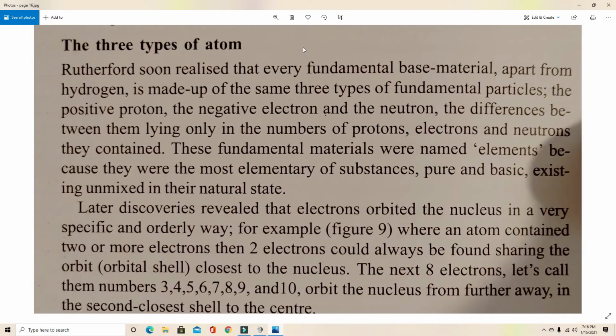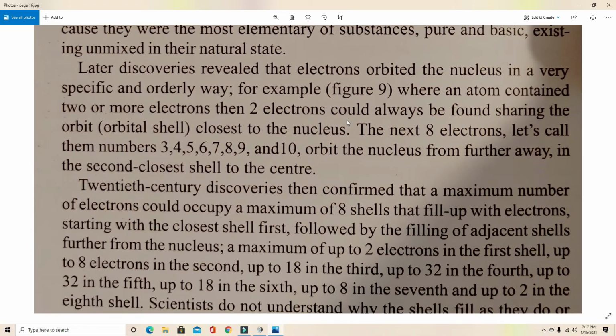Let's go. Three types of atoms. Rutherford soon realized that every fundamental base material apart from hydrogen is made up of the same three types of fundamental particles: the positive proton, the negative electron, and the neutron. The differences between them lie only in the number of protons, electrons, and neutrons they contain. These fundamental materials were named elements because they were the most elementary of substances, pure and basic, existing unmixed in their natural state. Later discoveries revealed that electrons orbit the nucleus in a very specific and orderly way.